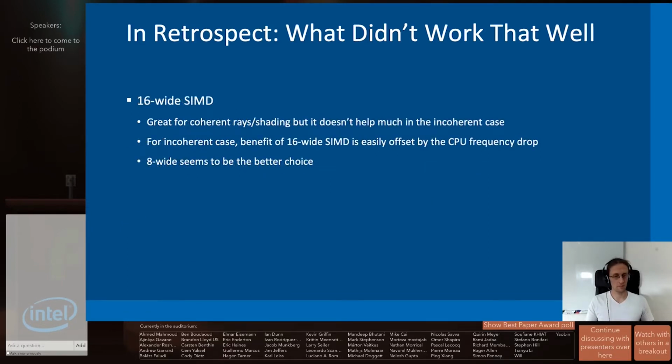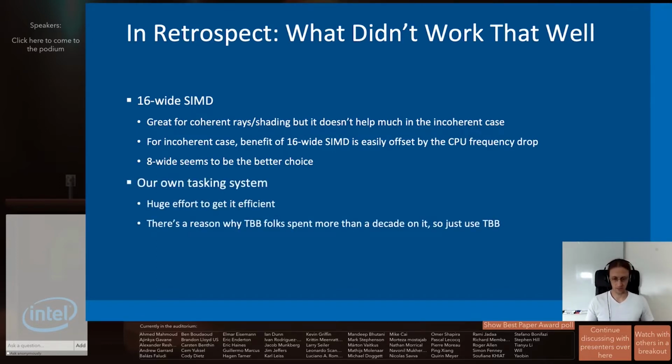So the next thing that I would say didn't work out as planned was to adopt code paths for 16-wide SIMD. Again, this is a mixed bag, right? 16-wide SIMD is really great for coherent rays and shading. But as most of our customers are interested in the incoherent case, it doesn't really help that much. And in particular, when you have special code paths for 16-wide SIMD, you gain definitely a little bit of speed, right? But the problem is that our current CPUs kind of drop the frequency when you use the wide SIMD, and this kind of offsets the benefit. So at least in my personal opinion, 8-wide is a way better choice for the CPU.